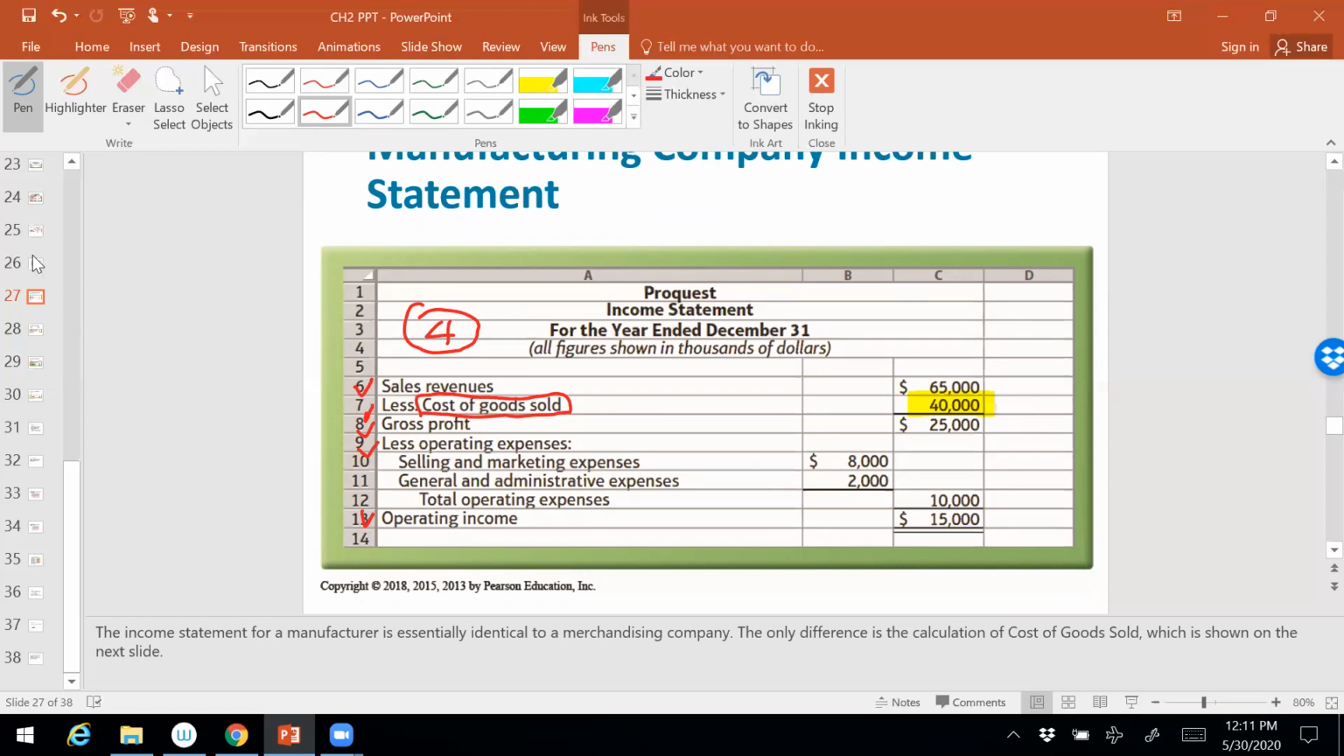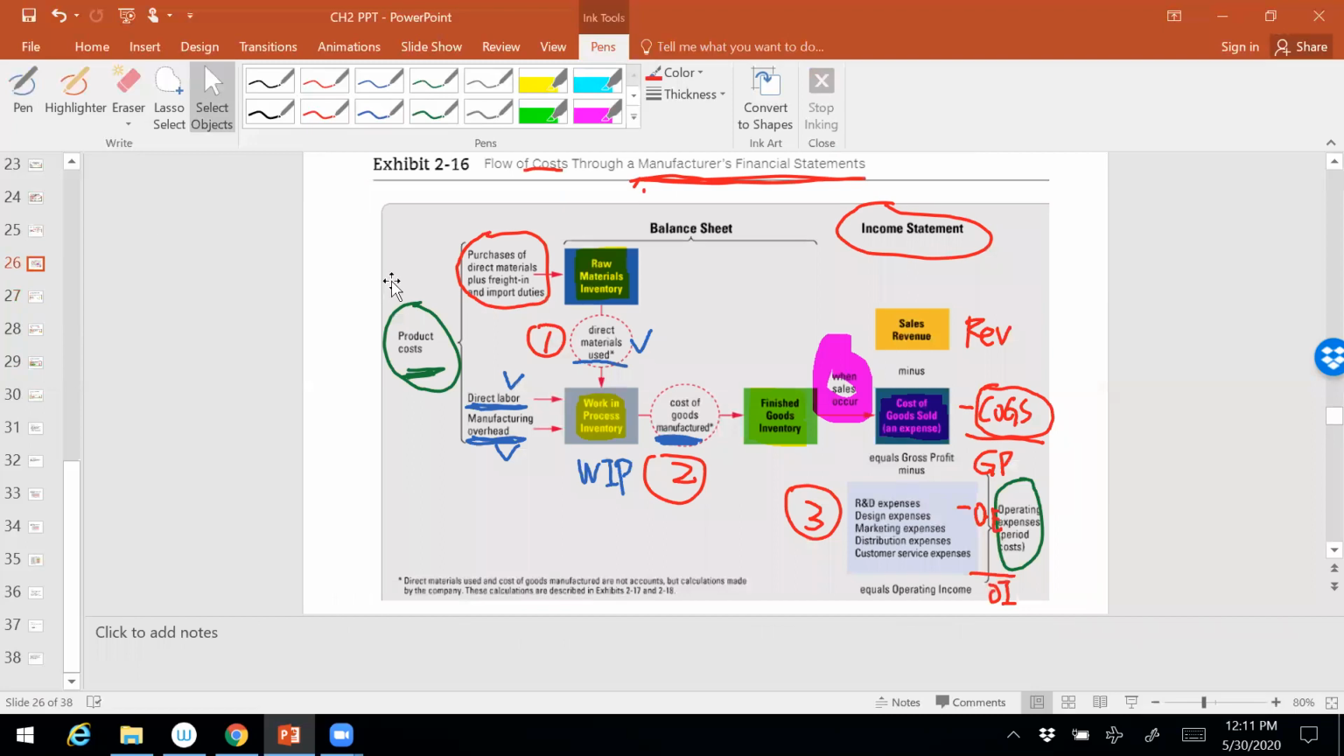Now I want to review this one more time with you. You focus on raw material, you get your material used, you add direct labor, you add manufacturing overhead, you focus on work in process, you get cost of goods manufactured. And then you focus on finished goods, and you get cost of goods sold. You prepare your income statement after that.